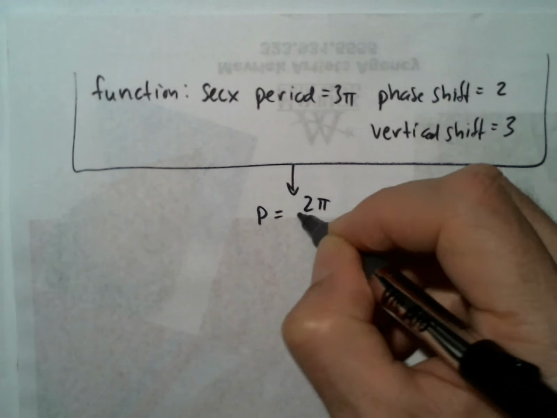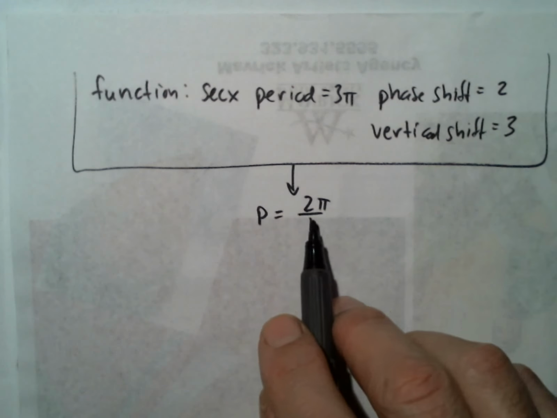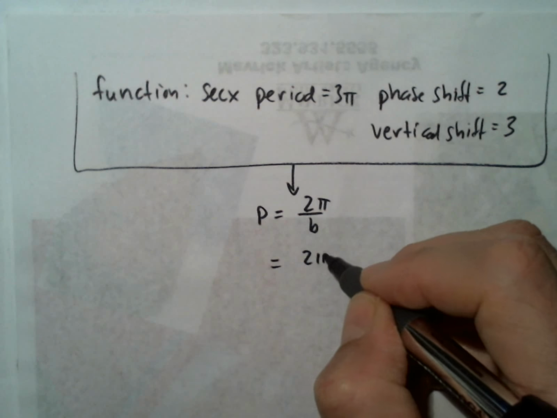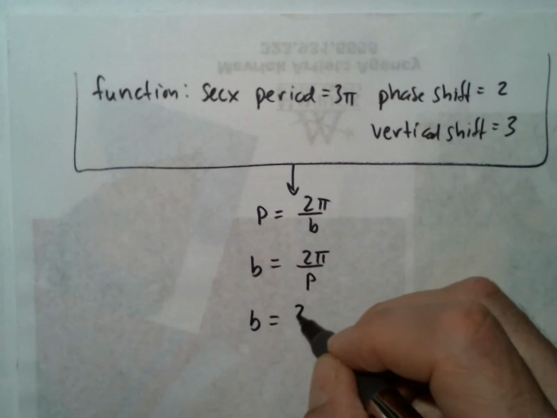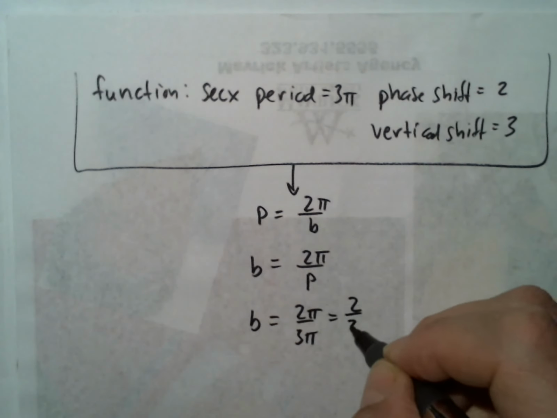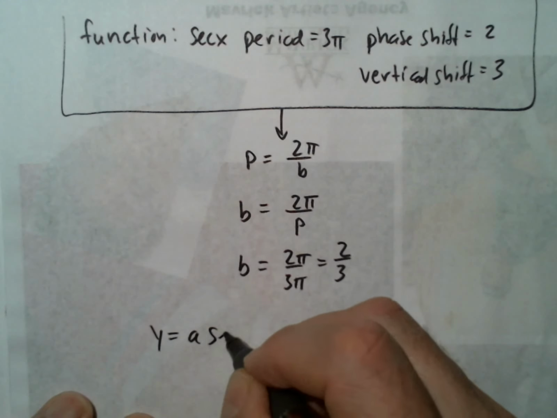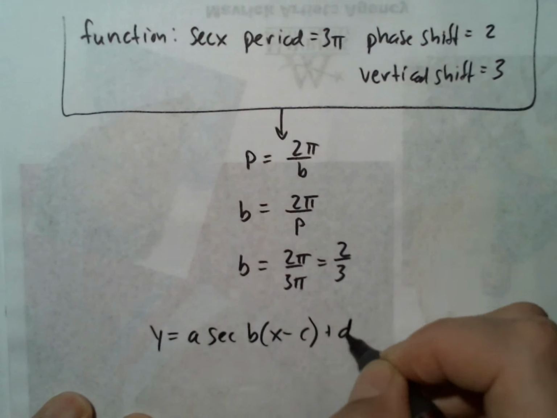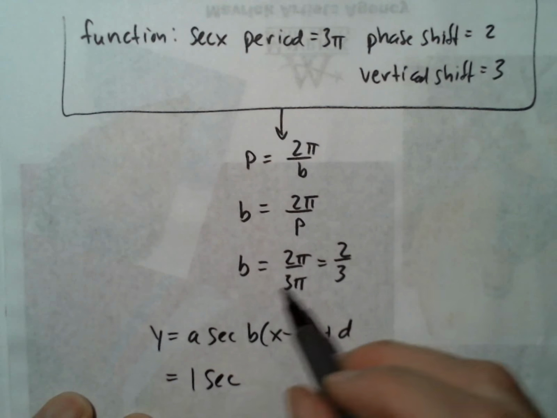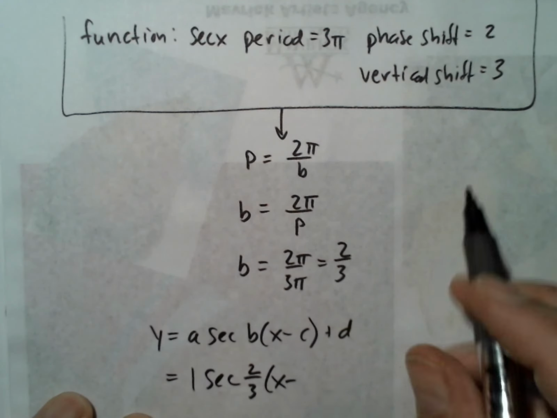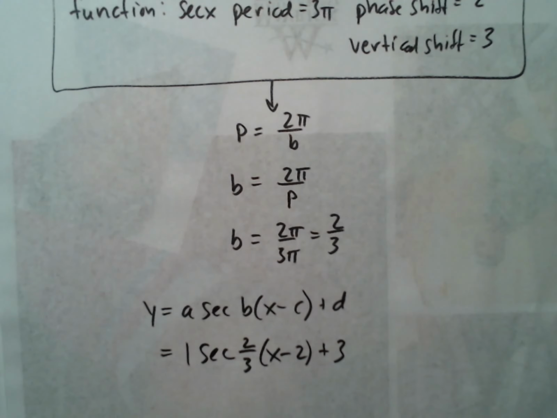The period is 2 pi over b, because only tan and cotan have the pi over b. Everything else is going to have 2 pi over b. So we want b to be 2 pi over p, and the period is 3 pi. So b is 2 pi over 3 pi, and we get 2/3. So y equals a secant b x minus c plus d. A is 1, b is 2/3, x minus the phase shift plus 3. Alright, and we'll stop there.